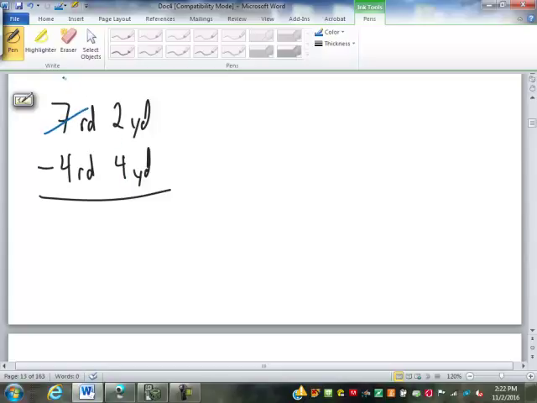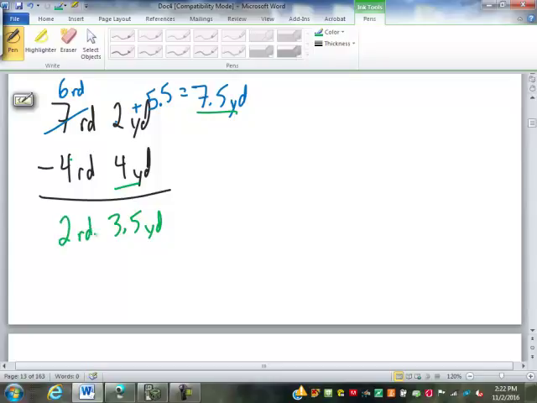So we'll borrow from the 7 rods to make it 6 rods. What do we add to the 2? How many yards are in a rod? 5.5, right? So 2 plus 5.5 is now 7.5 yards. So we've got 7.5 minus 4 is 3.5 yards. 6 minus 4 is 2 rods.